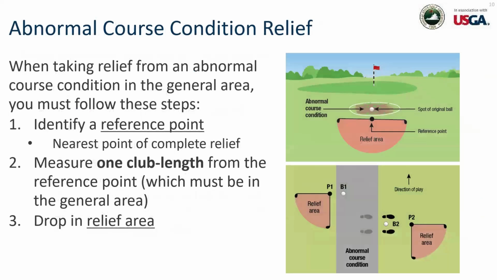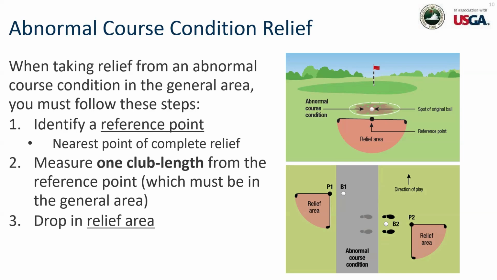Taking abnormal course condition relief, again, this is the same procedure, whether you're taking relief from animal holes or ground under repair or temporary water, all of them are the same. They look a little bit different as the images show, but we'll go through kind of the process. And that first step in finding relief is identifying a reference point. And as we kind of just learned, the nearest point of complete relief is that starting point. So where is the nearest point that you are no longer having interference with both your stance, your swing, and the lie of ball?